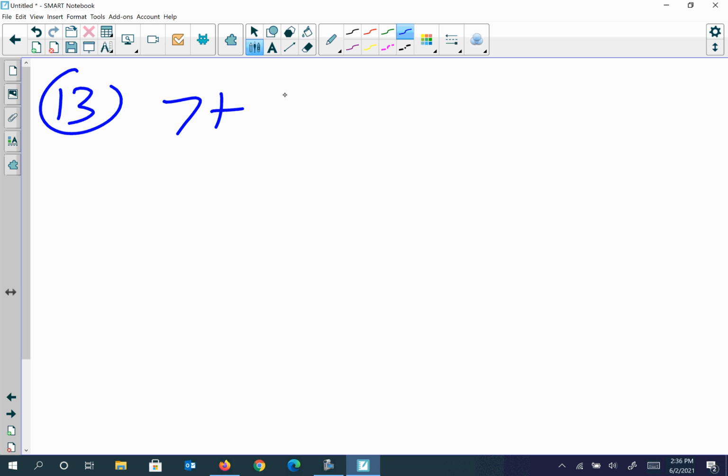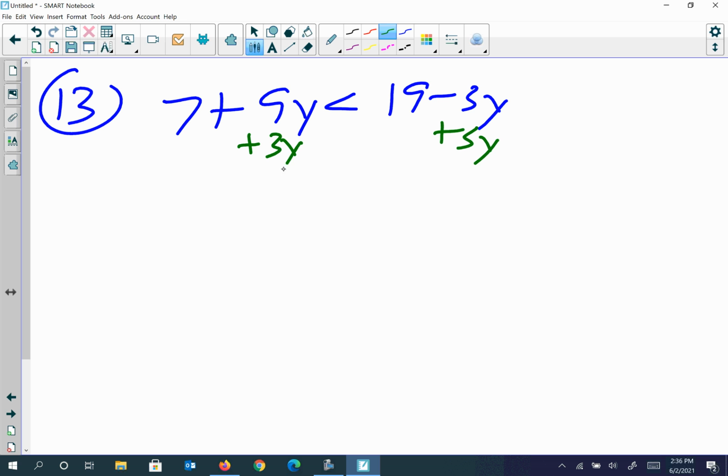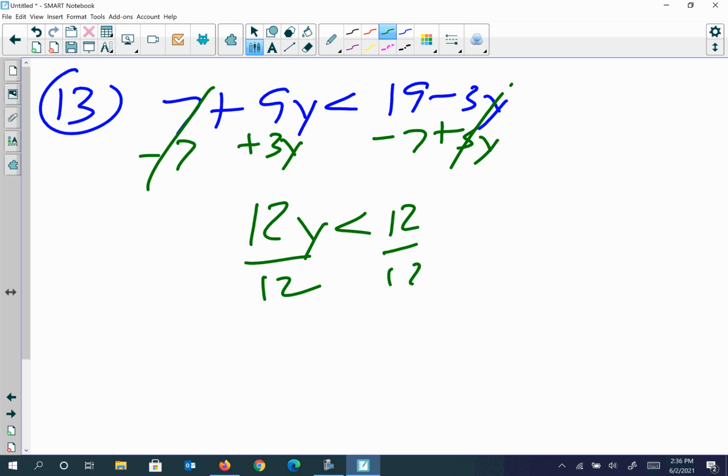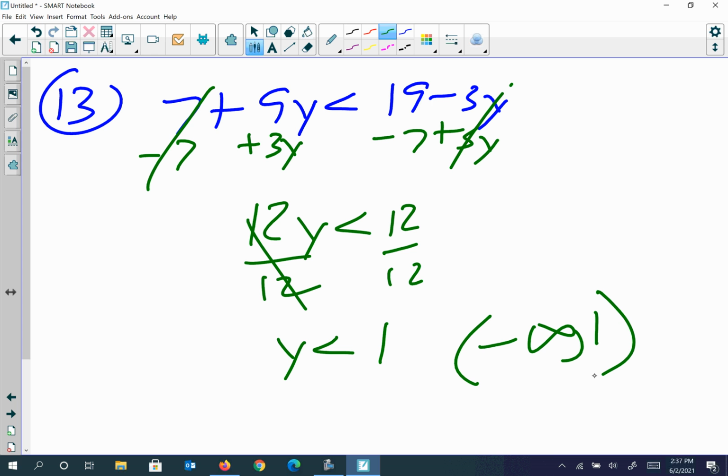Number 13, 7 plus 9y is less than 19 minus 3y. So let's see, maybe add 3y to both sides. And we can combine these two. I'll subtract 7 as well. So those cancel and those cancel. That gives me 12y over here is less than 12. Divide each side by 12. So y is less than 1. So we want values that are negative up to 1. So remember, we're left to right. So negative infinity to 1, soft bracket because we don't have an equal sign.